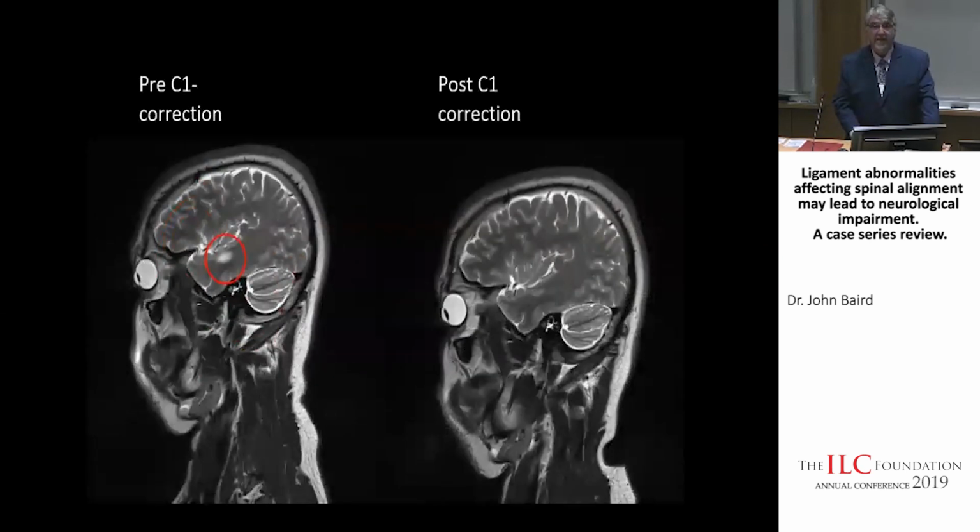I'm not saying that a person who gets their atlas adjusted is going to have a complete reversal of multiple sclerosis. But what I am saying is that we have many anecdotal examples of cases where cerebral spinal fluid flow was restored and there were significant changes that were visible on MRI, and that there was a reduction in the size and number of plaques.